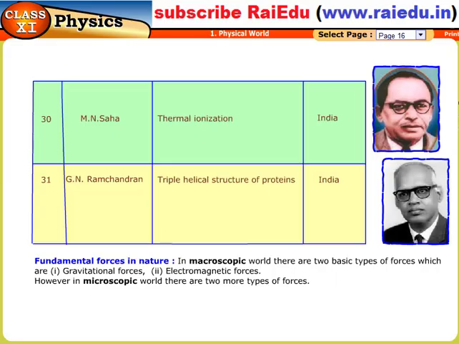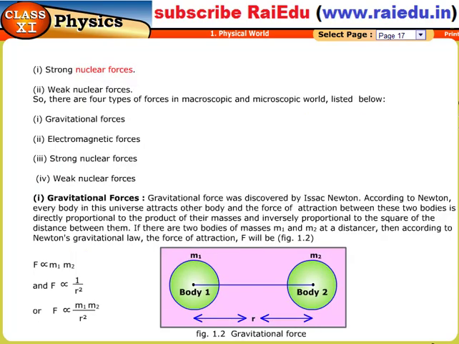Fundamental forces in nature. In the macroscopic world, there are two basic types of forces: gravitational forces and electromagnetic forces. However, in the microscopic world, there are two more types of forces: strong nuclear forces and weak nuclear forces. So, there are four types of forces in the macroscopic and microscopic world listed below: gravitational forces, electromagnetic forces, strong nuclear forces, weak nuclear forces.